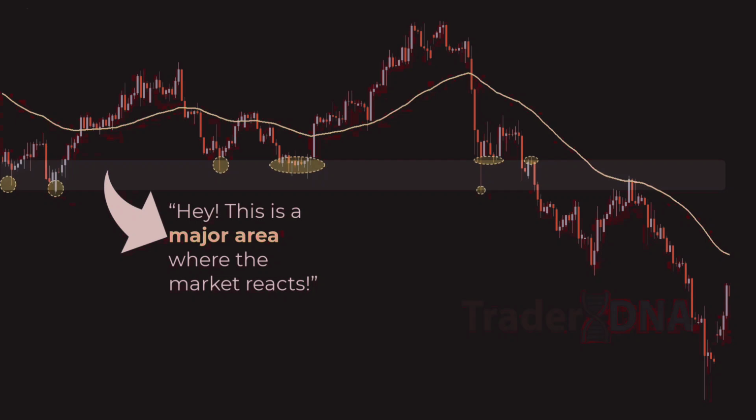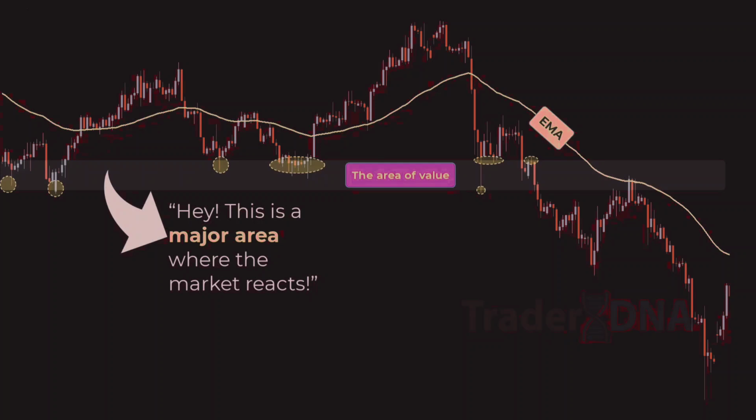Now, once we've identified that key structure level, the next step is to combine it with, you guessed it, the moving average touch. So we've got two powerful ingredients here: the EMA, which shows us the direction of the trend, and the area value, which used to be strong support and now might flip into resistance. When those two things line up, oh man, that's where the magic happens.